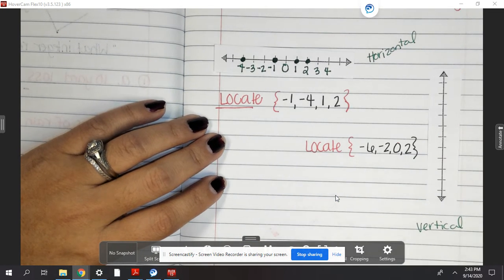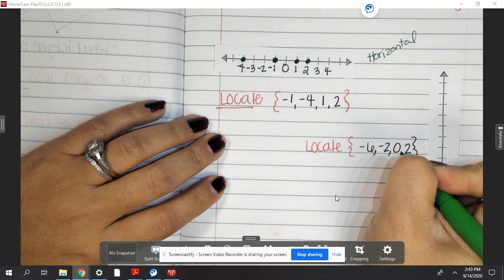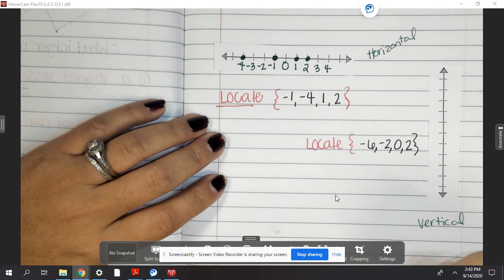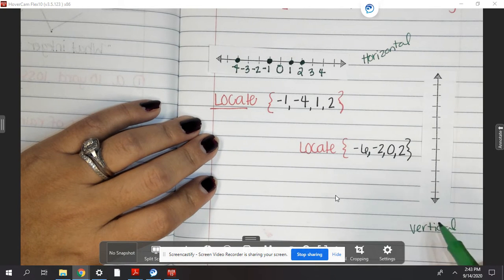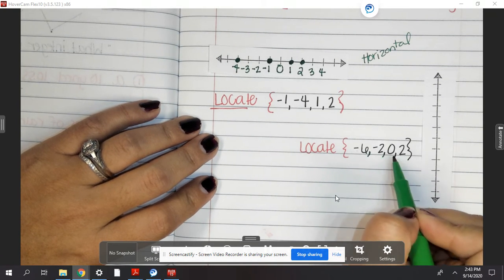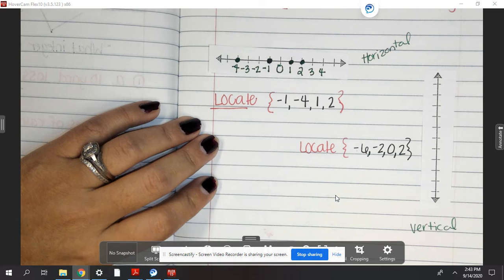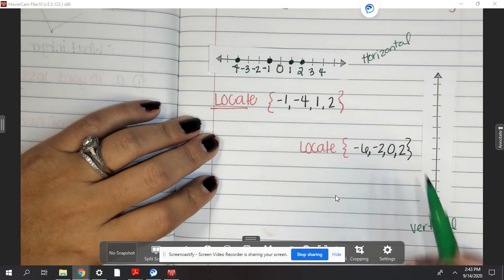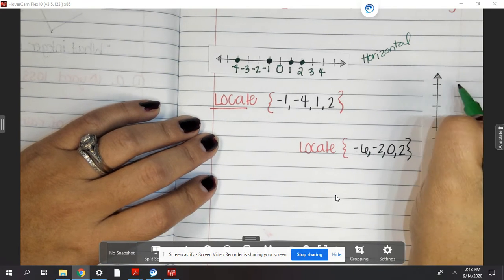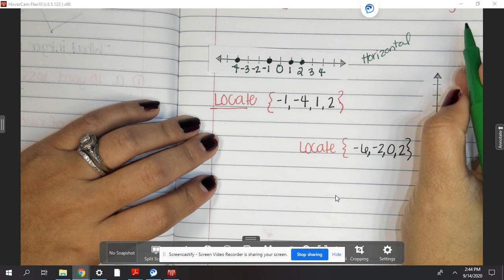One of the things I want you guys to really look at is the commas here. Those are going to separate those integers, okay? So the only difference here is now we have a vertical number line. So we're going to look at -6, -2, 0, and 2. I'm going to have to create a number line that makes sure I fit all of these integers in, okay? So if I go up, I know I'm going up, positive.